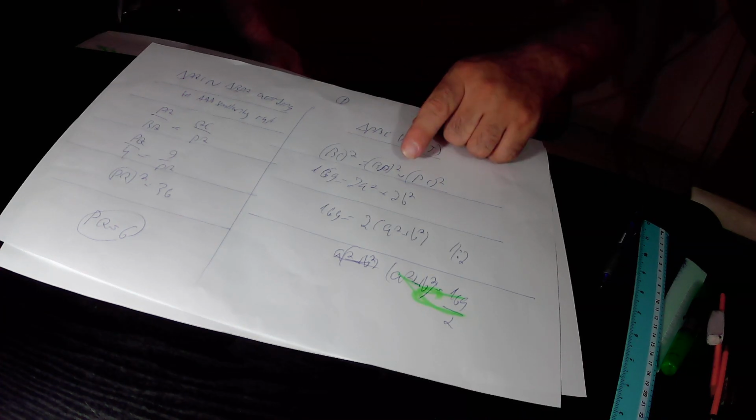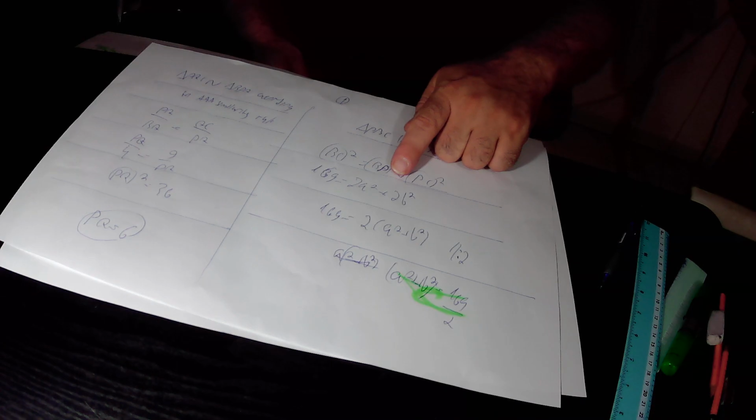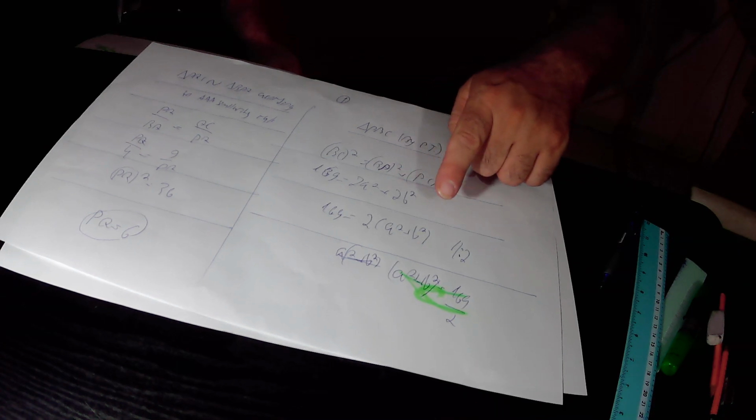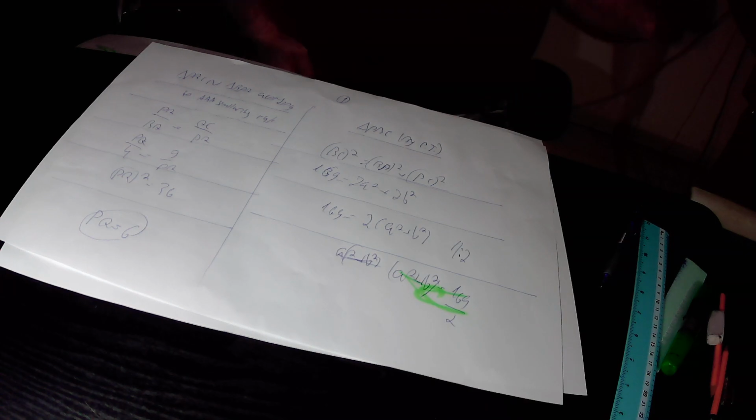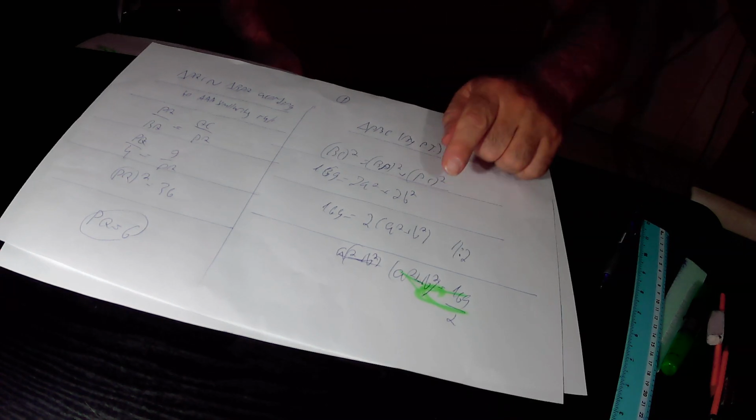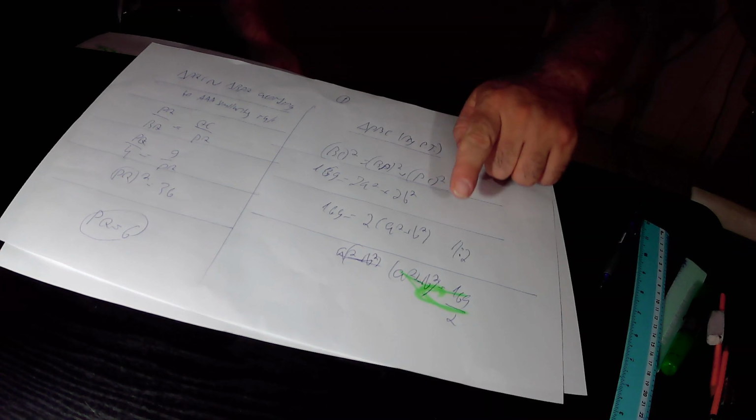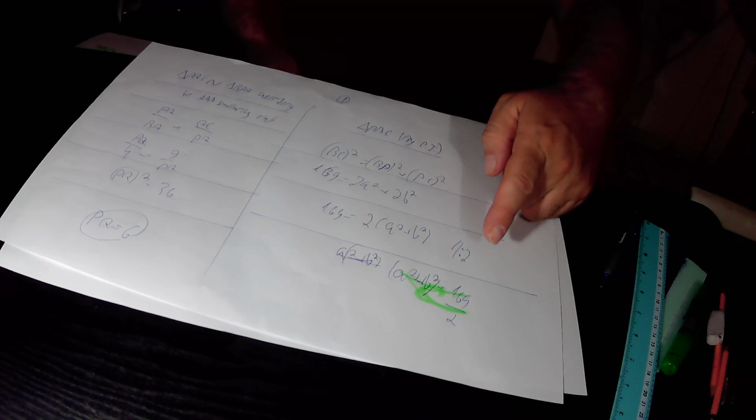We took 2 as a common factor out of those two expressions. Inside the brackets, we are left with A squared plus B squared equals 169 over 2, after dividing the equation by 2.